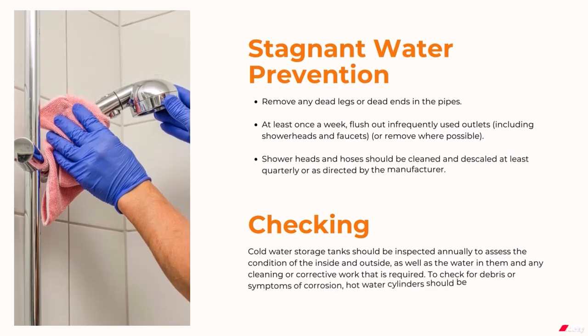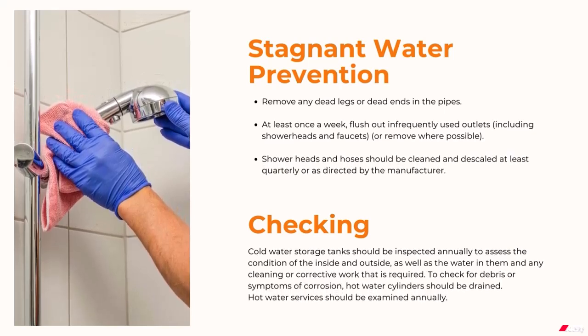Stagnant water prevention. Remove any dead legs or dead ends in the pipes. At least once a week, flush out infrequently used outlets, including shower heads and faucets, or remove where possible. Shower heads and hoses should be cleaned and descaled at least quarterly or as directed by the manufacturer.